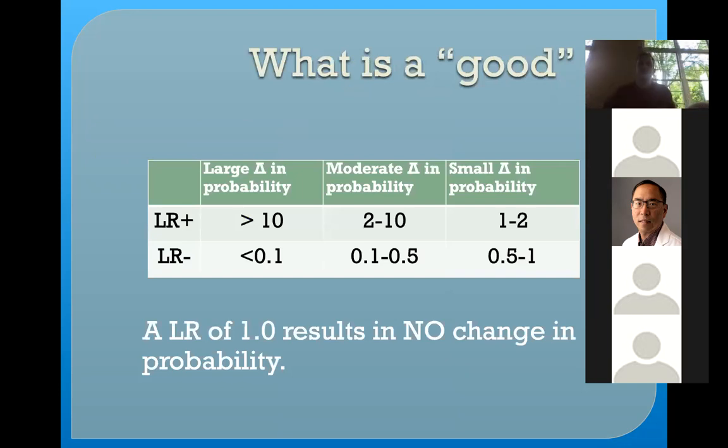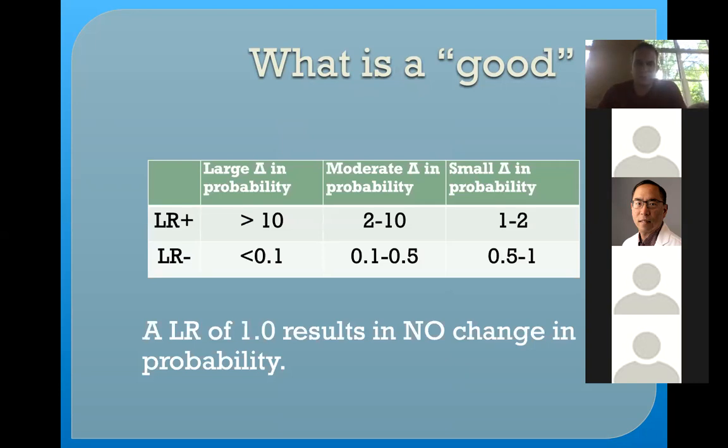So what's a good likelihood ratio? There's no absolute number. We tend to think of positive likelihood ratios greater than 10 as giving us a large change in the probability of disease when the test is positive, and a negative likelihood ratio of less than 0.1 is giving us a good, large decrease in the probability of disease.